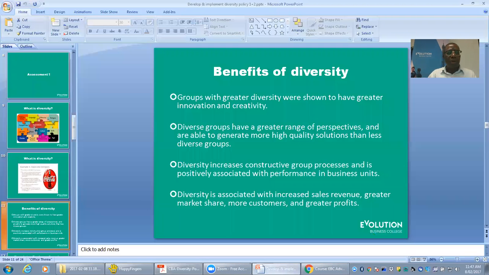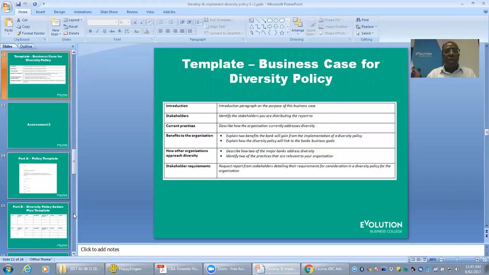So let's go back to our PowerPoint. Now on the template that we're going to have to complete, here's a sample of the template. The first thing we're going to do is give an introduction. I showed you an example of CBA policy. And when you make a business case, you're going to have to find out how you are going to convince us that the diversity policy of inclusion is really warranted.